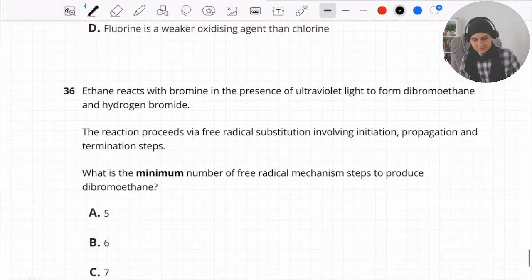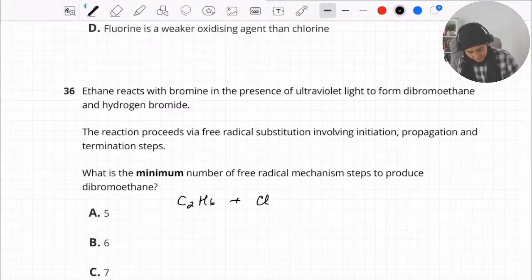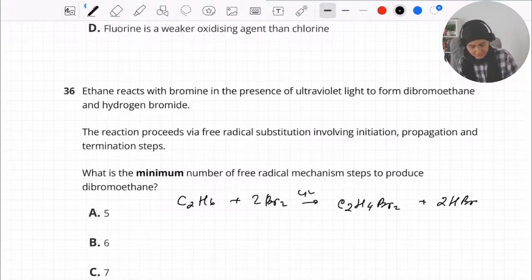Next question. 36. Ethane reacts with bromine in the presence of UV light to form dibromoethane and hydrogen bromide. Okay, let's see. So ethane reacts with bromine in the UV light to form dibromoethane, C2H4Br2, and then it means that it must form 2HBr. That's a free radical substitution of alkanes reaction, right? And it can substitute as many of the hydrogens as you want, as there are bromine molecules.